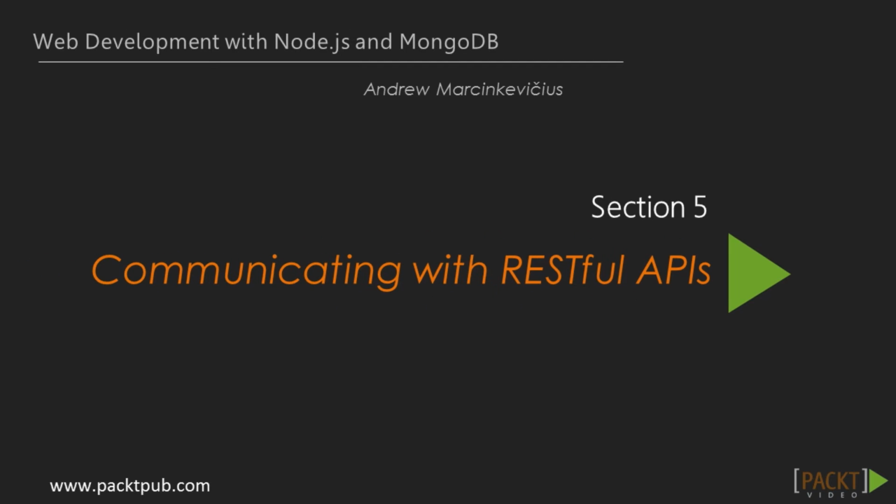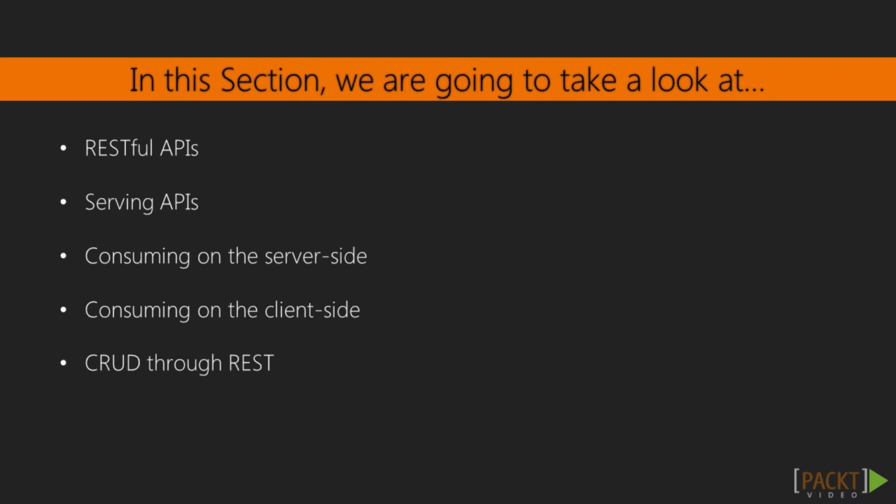Hello and welcome to the fifth section, Communicating with RESTful APIs. In the previous section, we learned how to persist our data using the MongoDB database. In this section, we will learn how to serve and consume RESTful APIs. First, we will learn what REST is, why we use it, what are the resources and methods in it. We will learn how Express.js helps to build RESTful APIs, how to plan your API, and what authentication choices are available for an API.